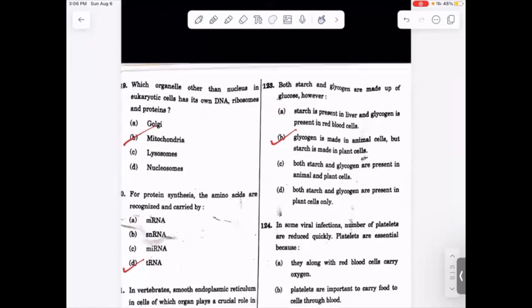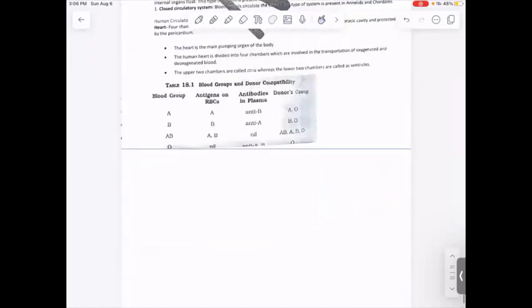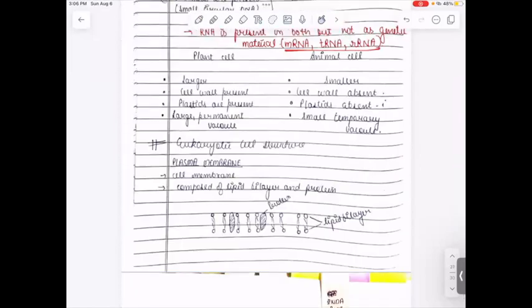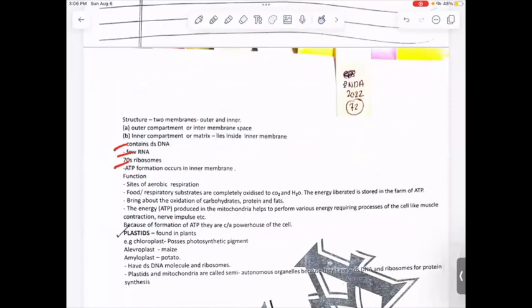So these were all the questions. The level of questions, you can say, is easy to moderate. And the questions are very direct questions, also directly from our notes.